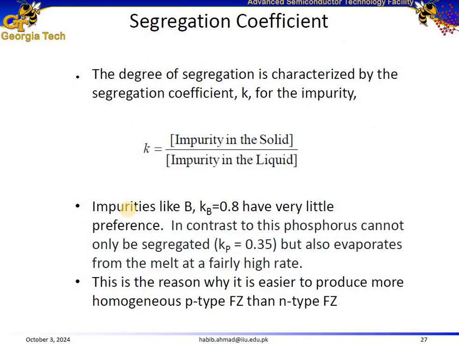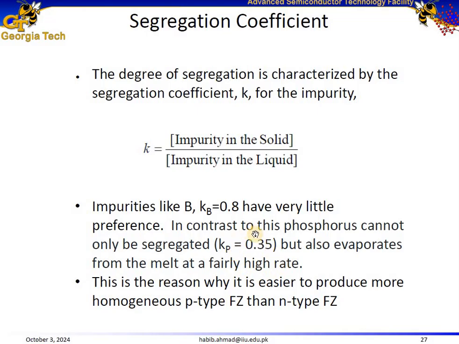Let's talk a little bit about the segregation coefficient once again, which is the ratio of impurity concentration in the solid phase to that in the liquid phase during the crystal growth process. As we can see over here, boron has a segregation coefficient of 0.8. So it has kind of even distribution between the solid and the liquid, making p-type float zone growth more homogeneous for doping.